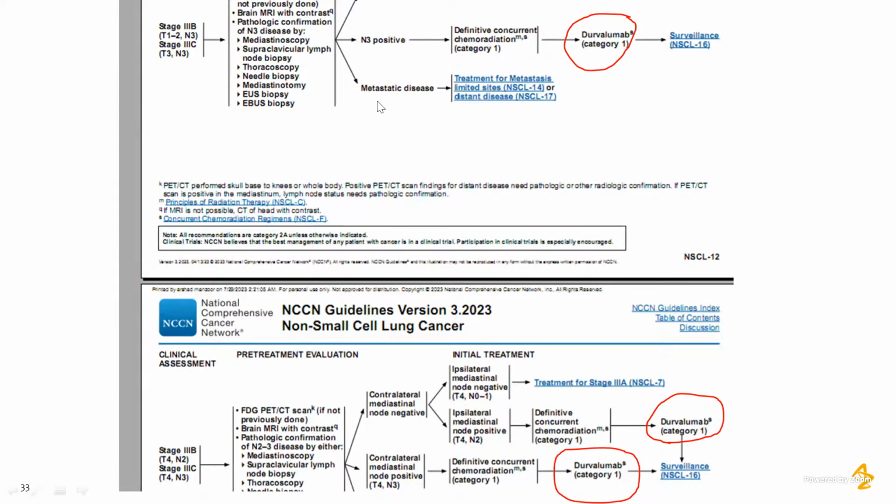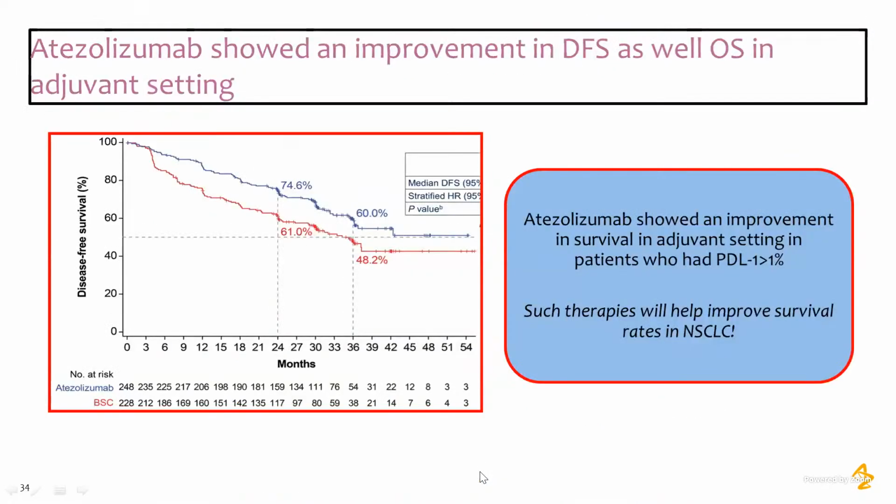And NCCN guidelines have included these drugs in immunotherapies and checkpoint inhibitors in the guidelines. In stage 3A, durvalumab has been included as category 1. In stage 3B, again, durvalumab has been included as category 1. In stage 3C, durvalumab as category 1. This is another trial in which atezolizumab showed an improvement in disease-free survival as well as overall survival in the adjuvant setting. So we have started from stage 4, then we have gone to unresectable stage 3, and now to the adjuvant setting.